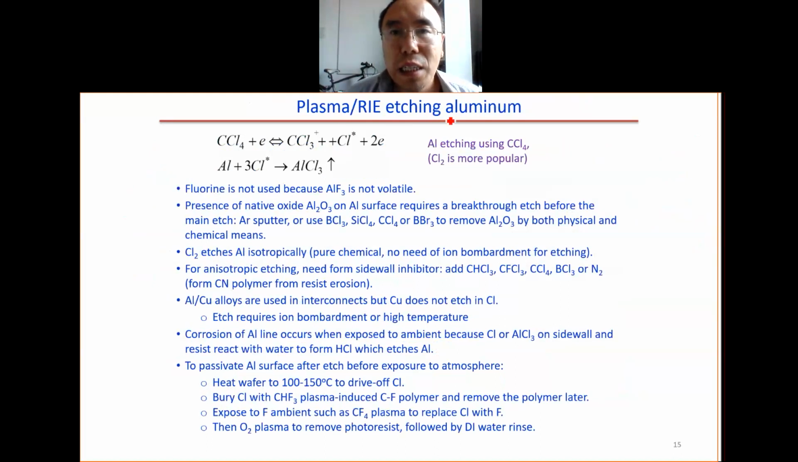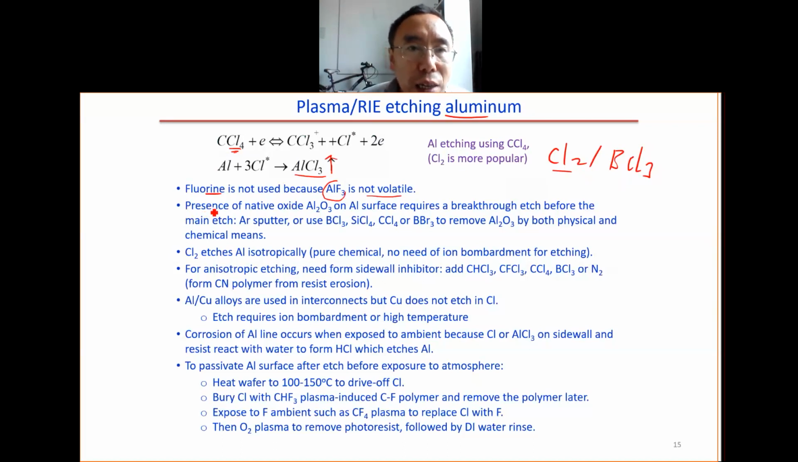So now let's look at the etching of aluminum. For aluminum, we know that fluorine will not work because aluminum fluoride is not volatile. So we use chlorine gas. When we have chlorine gas, we form aluminum chloride. This is volatile at room temperature. So in this university, normally we use this gas. Nowadays, people normally use chlorine and BCl3 to etch away the aluminum.